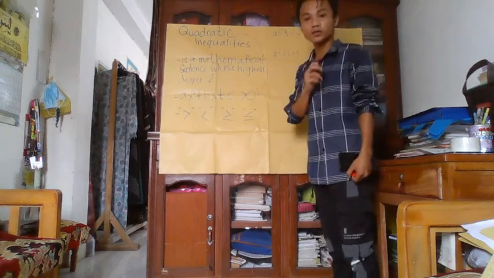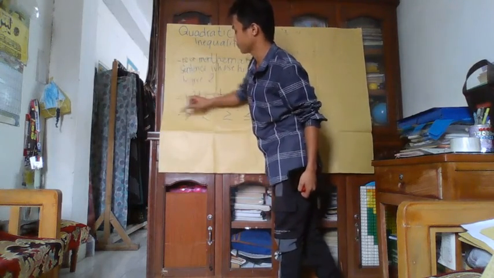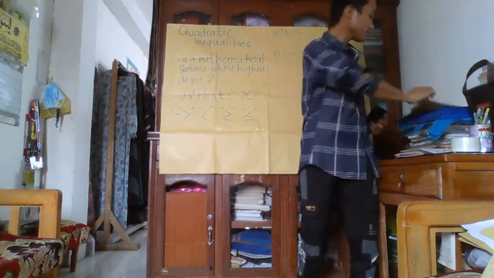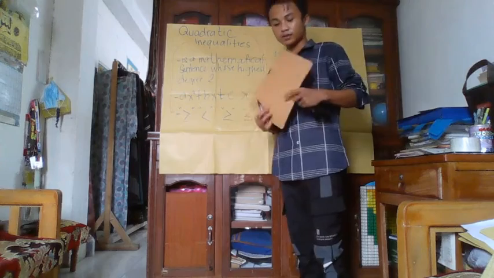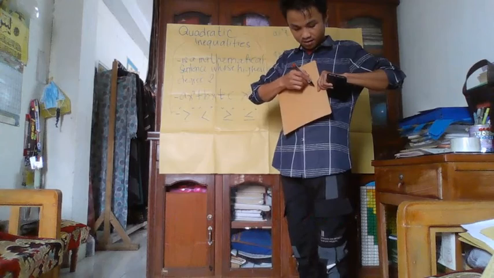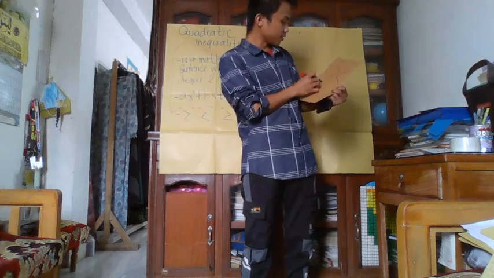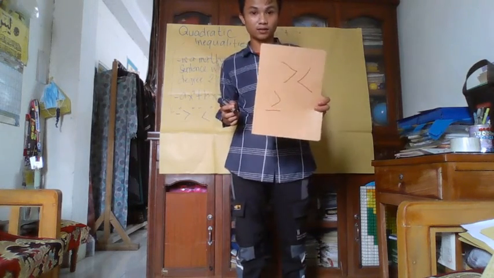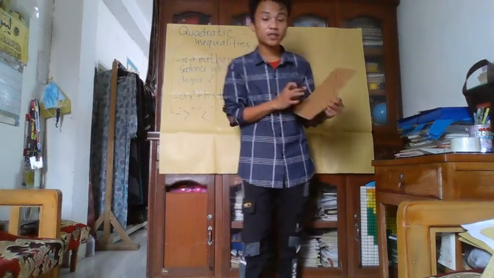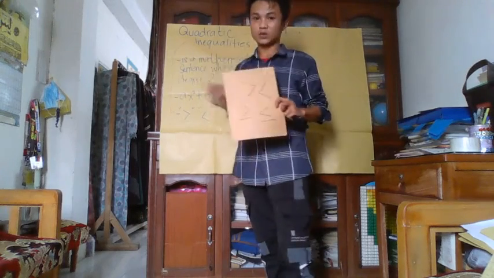So, the symbols we are going to use in a quadratic inequality are these. The greater than, can you see? The greater than, less than, and greater than or equal, then less than or equal. So, those are the symbols used in a quadratic inequality.